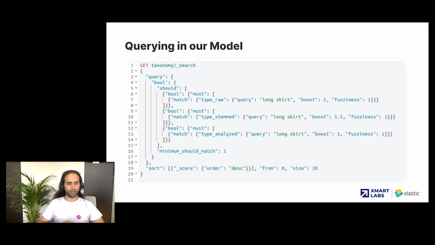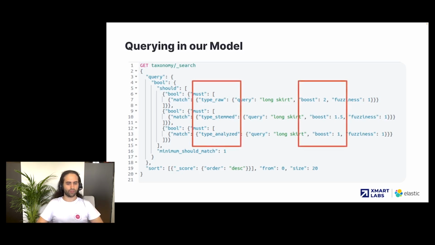Let's see now how to query our model. Looking at the following query, we see that it has a should with 3 Boolean clauses. So each of these can match with results, and the more that match, the higher the search score. And we can also see that the same search term is searched on all clauses, so long skirt for this example. The 3 clauses differ on their boost, scoring higher for terms that match with type raw, then with type stemmed, and lastly with type analyzed.